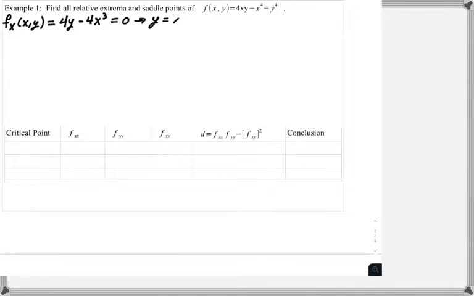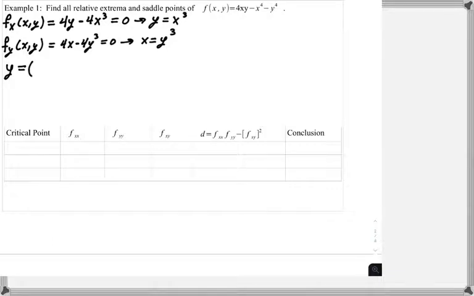Well, if you solve that for y, you have y is equal to x cubed. The first partial with respect to y is going to be 4x minus 4y cubed, and we want to know when that's equal to 0. That happens when x is equal to y cubed. So y is equal to x cubed and x is equal to y cubed. So replace the x with y cubed. So we have y cubed cubed.